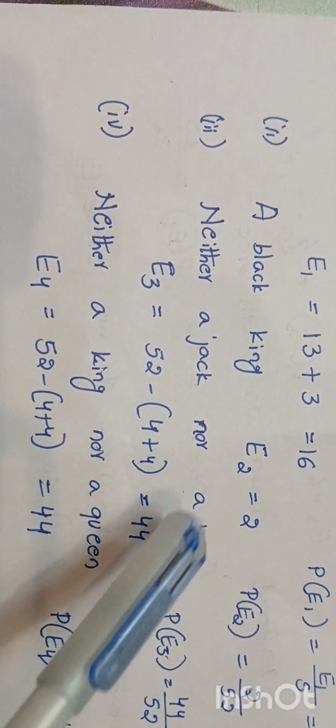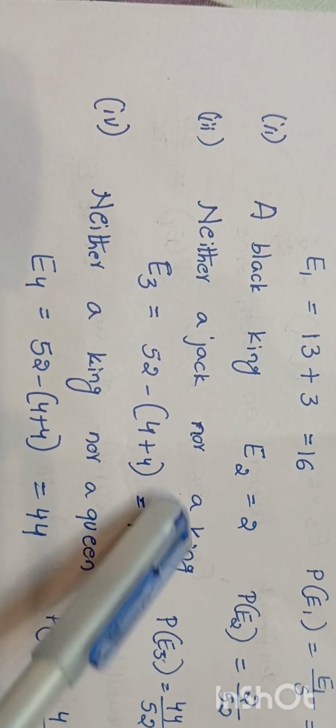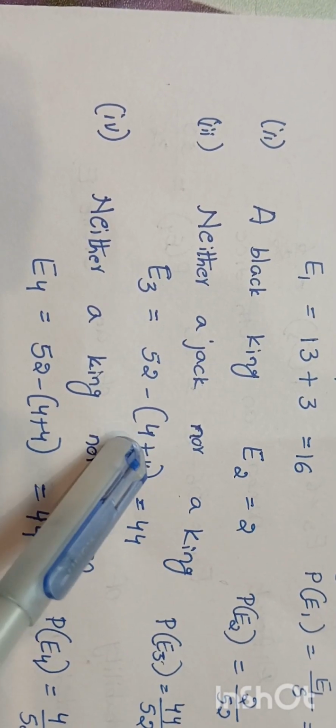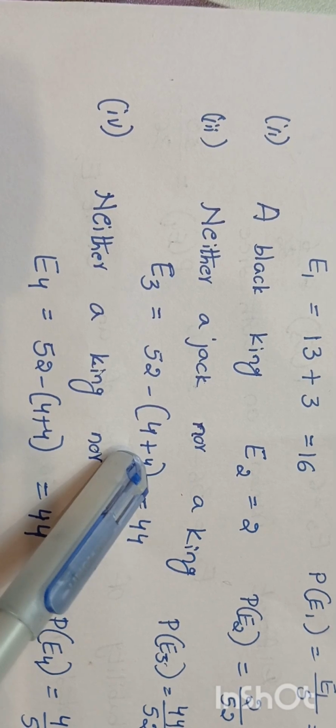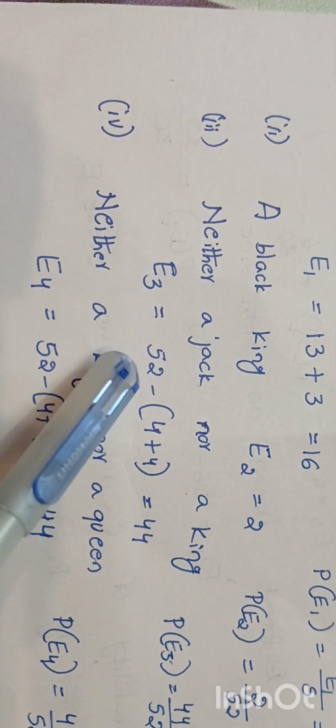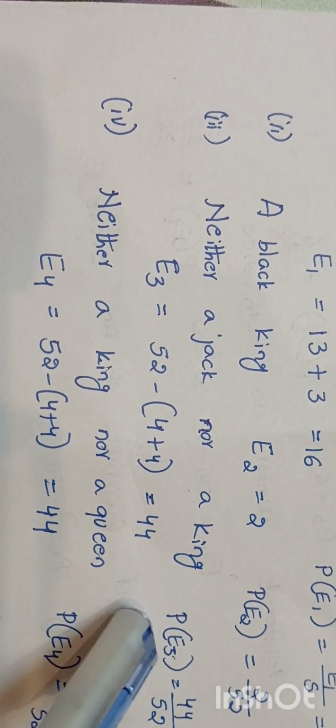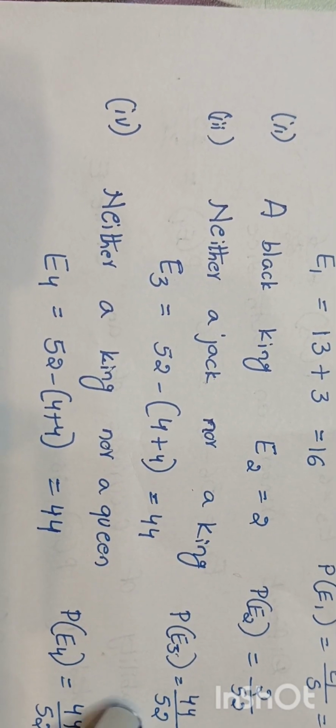Neither a jack nor a king. Both are excluded. Total 4 jacks are there and 4 kings are there. These we will subtract from total cards. 52 minus 8, which is nothing but 44. Therefore probability is equal to 44 divided by 52.